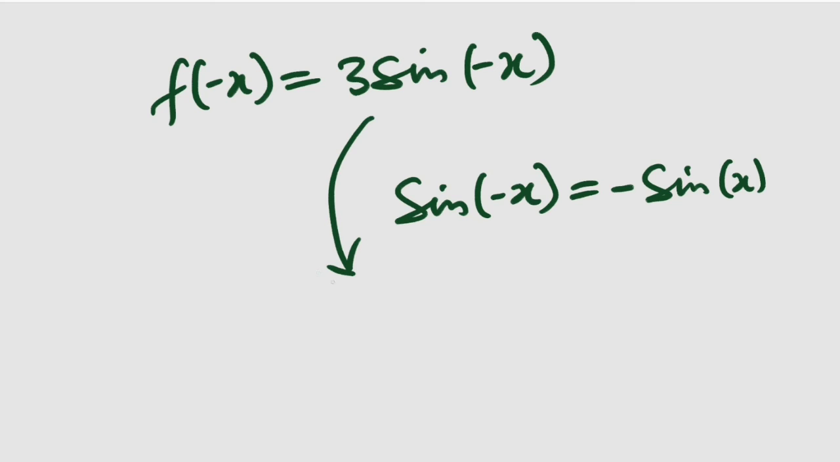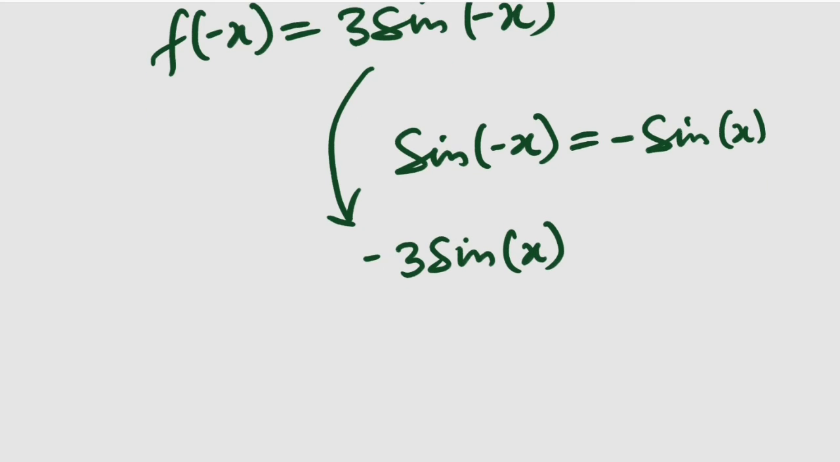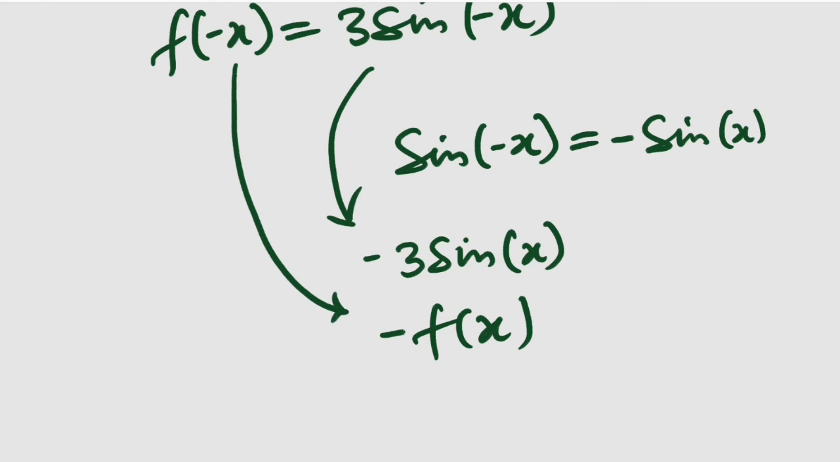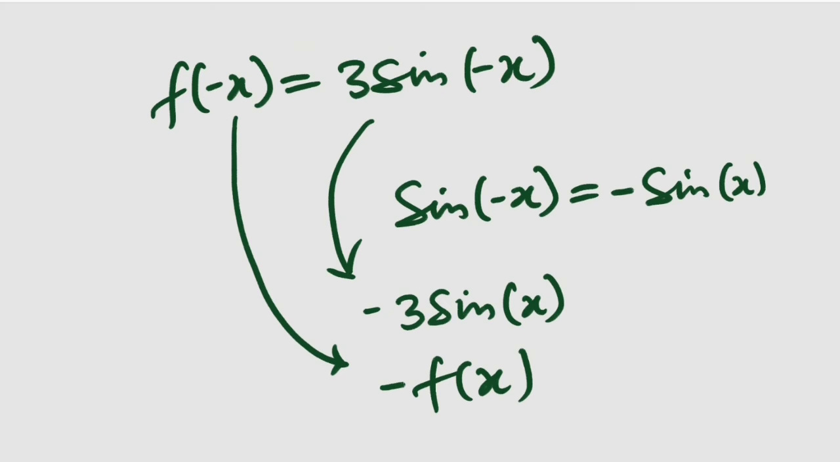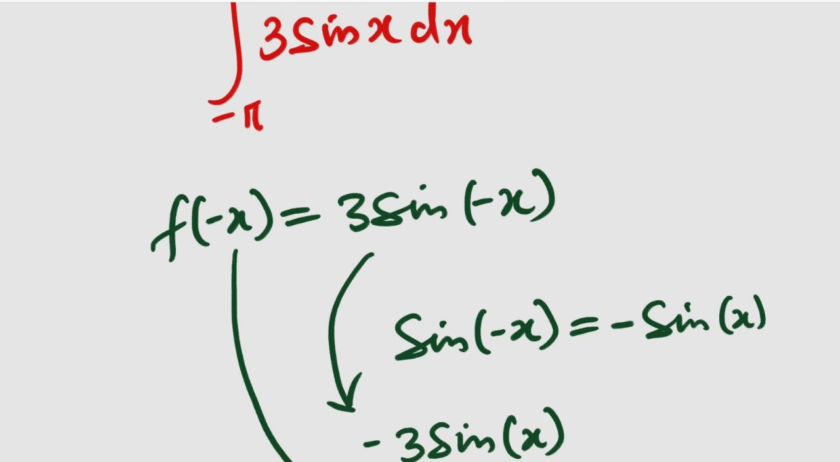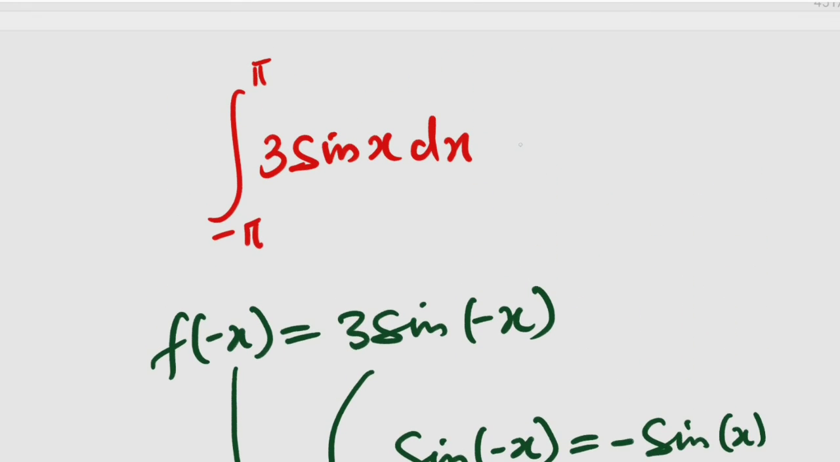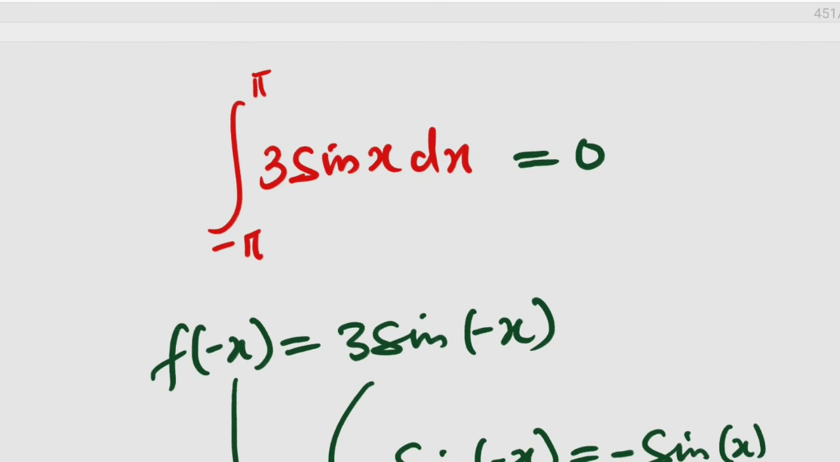Therefore, we can write this one as negative 3. If you bring out the negative sign, then sine of x. But remember that 3 sine of x is our function f of x. So therefore, this is negative f of x. So if f of negative x turns out to be negative f of x, then that function is said to be an odd function. And hence, the whole of this will give us 0 directly. But let's confirm whether it is 0 or not.